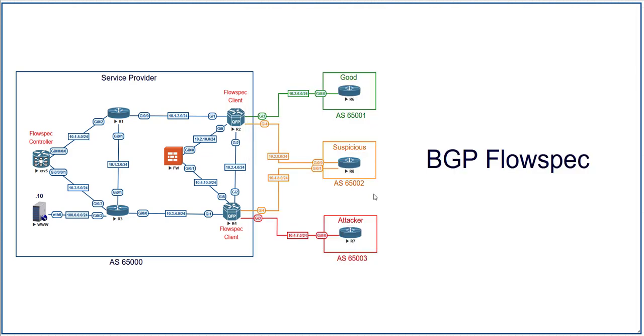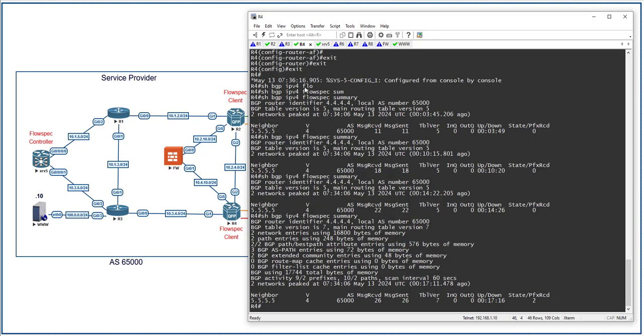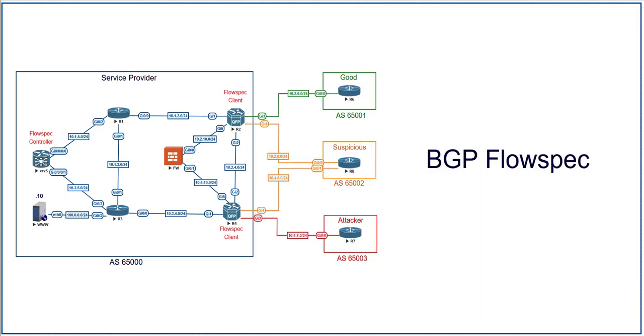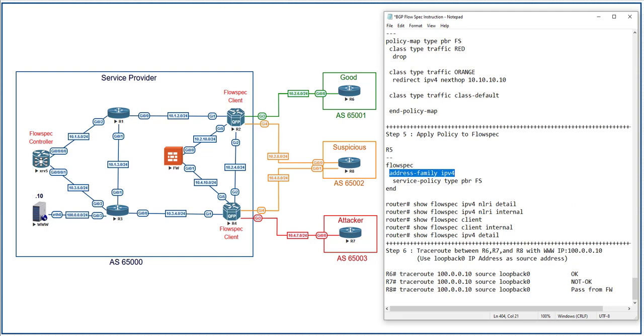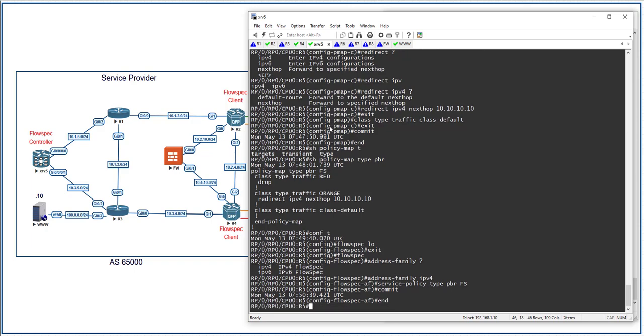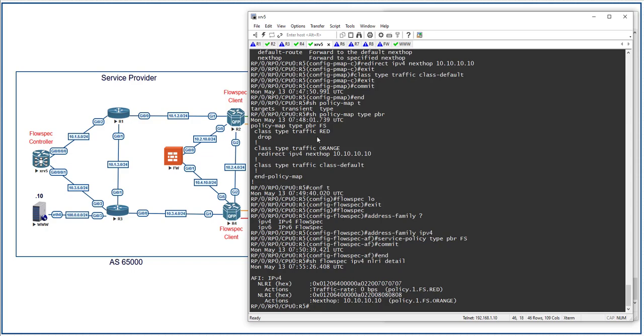In router 4 also, we have a similar condition. Let's check it. Show BGP Flowspec or show BGP IPv4 Flowspec. We receive similar information. Also, we have some show commands that you can use. For example, we can use show Flowspec IPv4 NLRI detail on router 5. This is the information that we have. Show Flowspec, and then IPv4, and then NLRI and detail. Okay. You can see that we have this information.